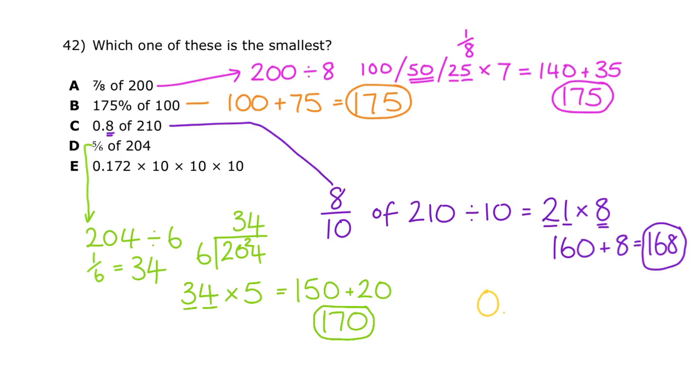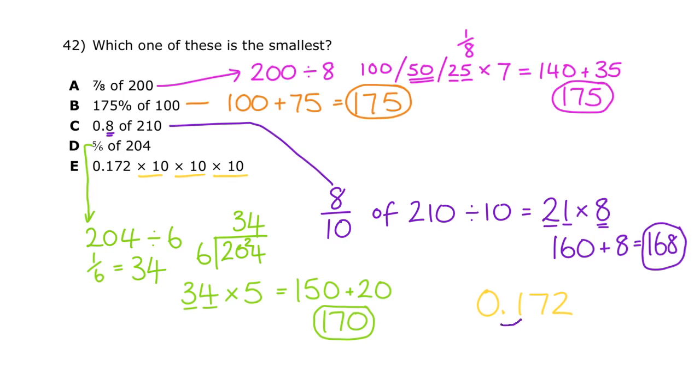This is 0.172 multiplied by 10, multiplied by 10, multiplied by 10. Think about the digits moving. They would first of all move one place to the left if we multiplied by 10. Then they would move a second place to the left when multiplied by 10 again, and finally a third place to the left when multiplied by 10 once more. In other words, each of the digits we're shown will move 3 places to the left.